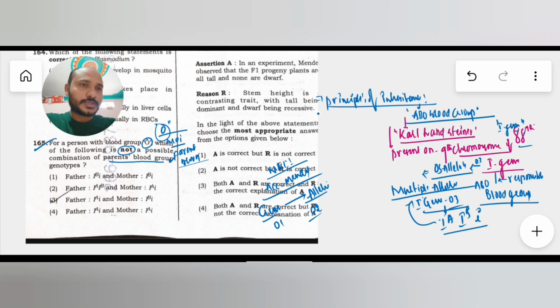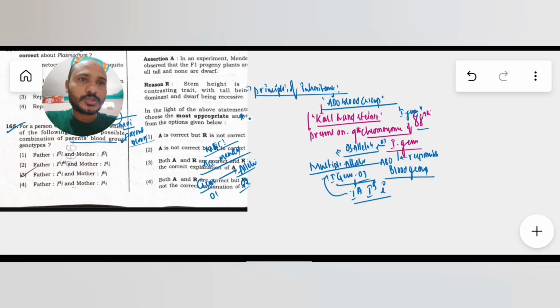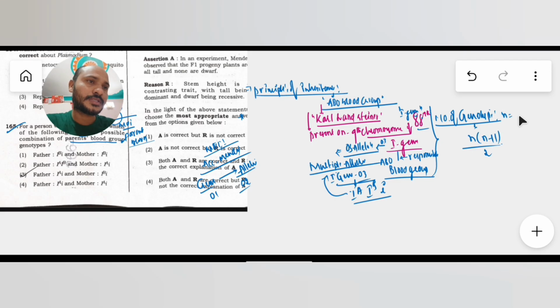Okay. From the exam point of view, we need to identify formulas. We have different formulas for the ABO blood group to identify their genotypes. To identify the number of genotypes, we have one very important formula: n into n plus 1 by 2. Here remember, n represents the number of alleles. So the formula for genotypes is n(n+1)/2.